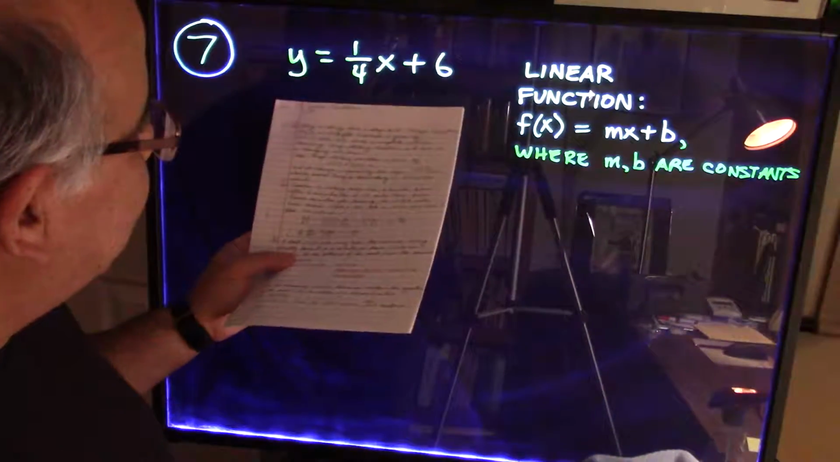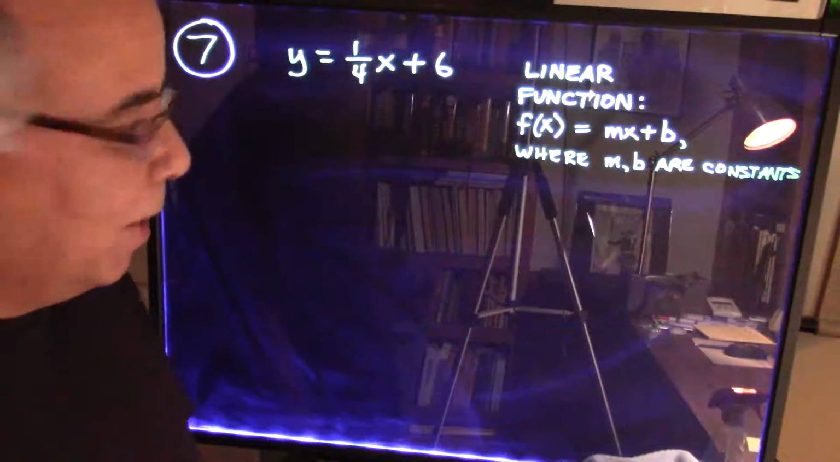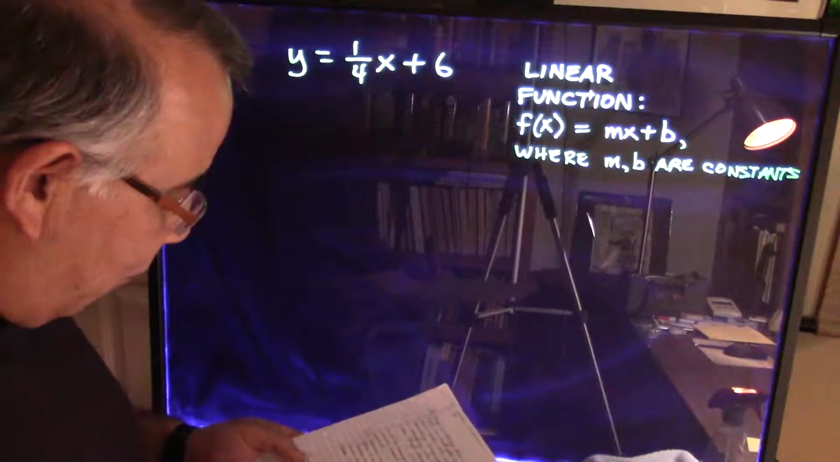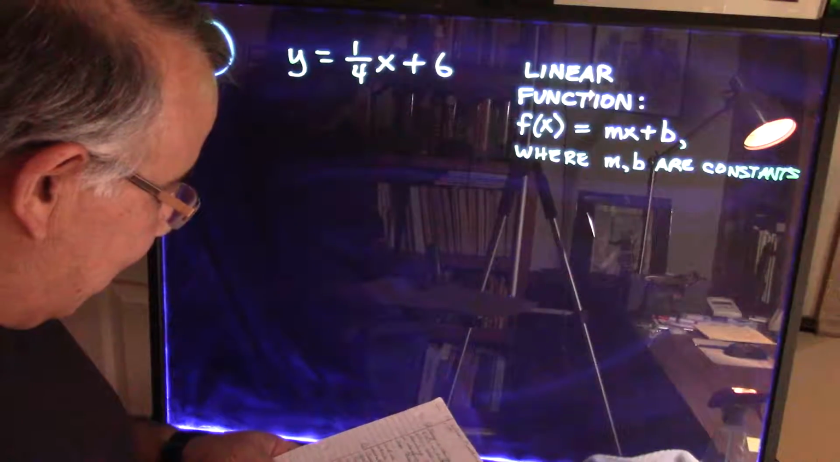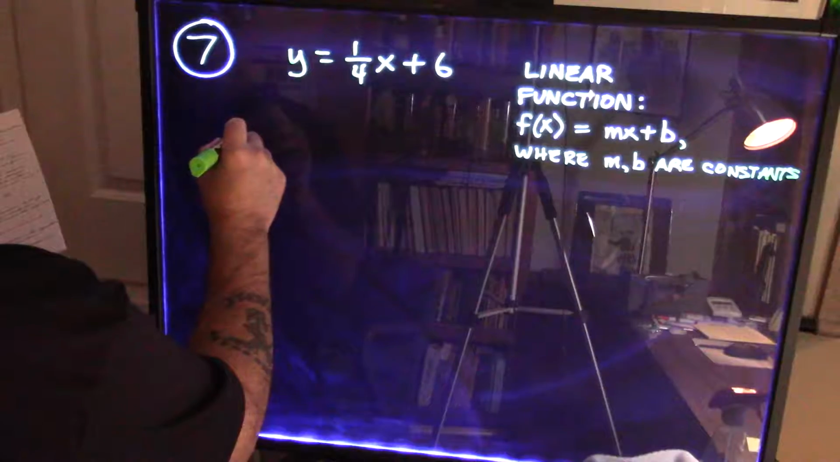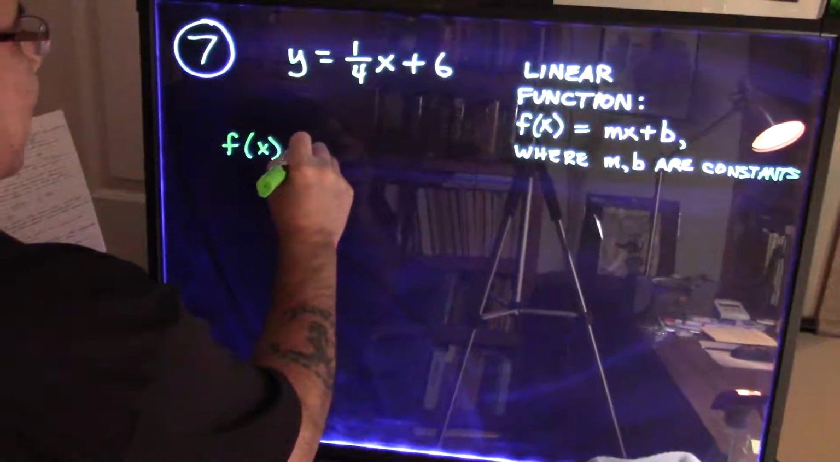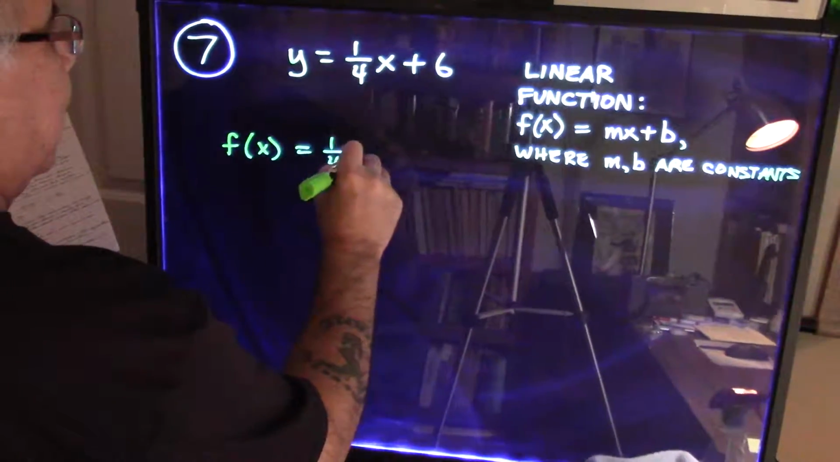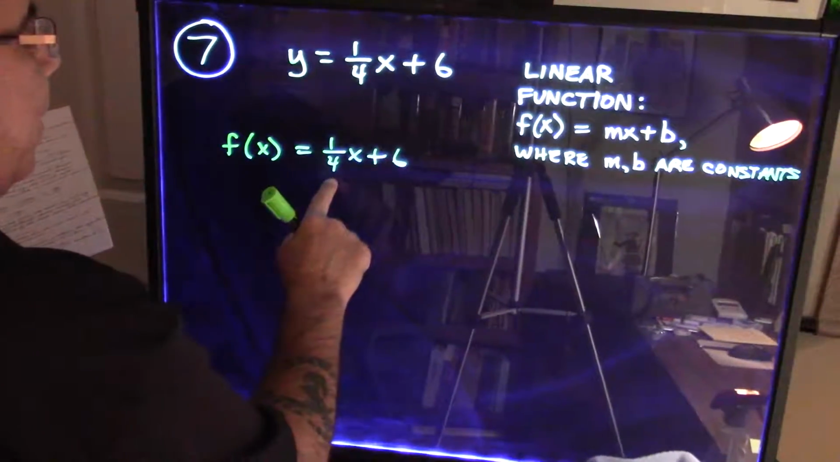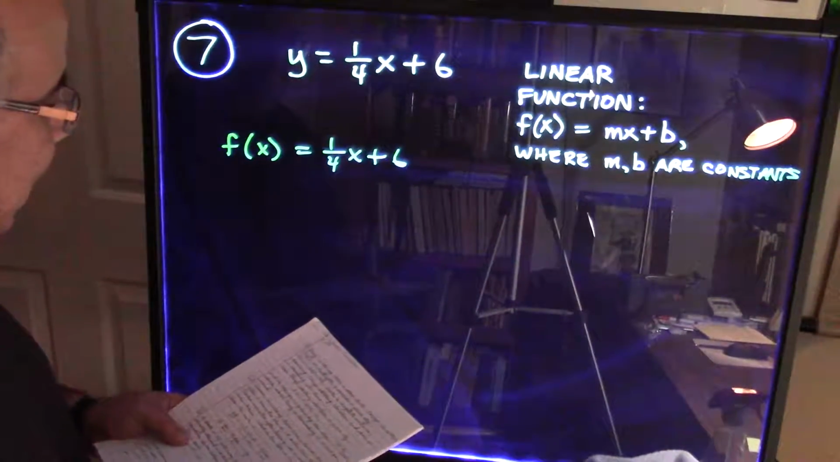Can this be written as a linear function? Well, it's practically all there for us. It's written that way for us already, just about. You can call it f of x if you want to, instead of y, or g of x, whatever you want to call it. So there's your m is 1/4, the b is 6. So the answer is yes.